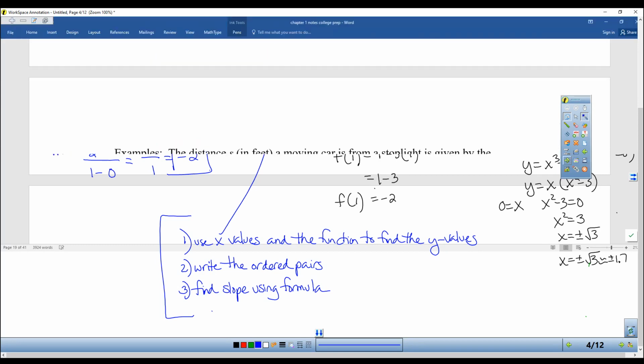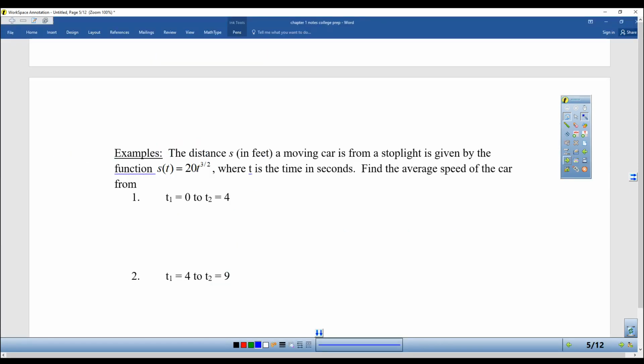Let's put it into a real life word problem. The distance s in feet of a moving car from a stoplight is given by this function. s of t is equal to 20 t to the 3 halves. So you guys know that when a car moves away from a stoplight, the first few seconds, so in this case, first 4 seconds from 0 to 4, what is its average speed?